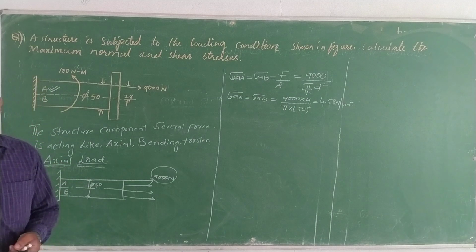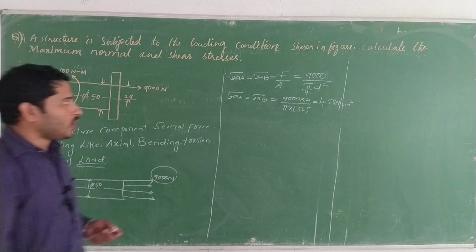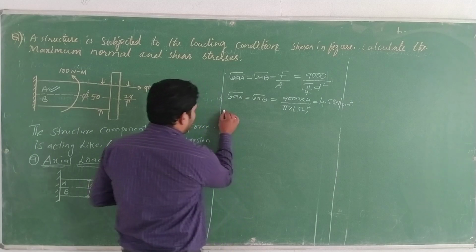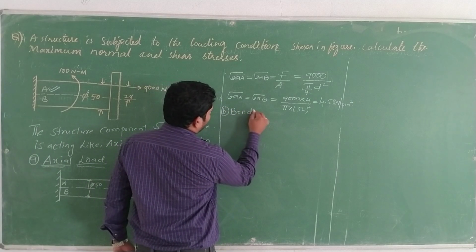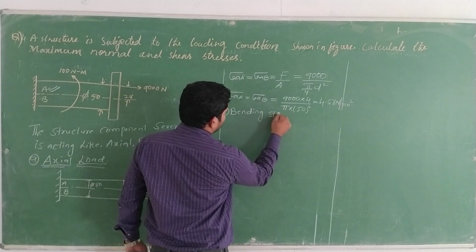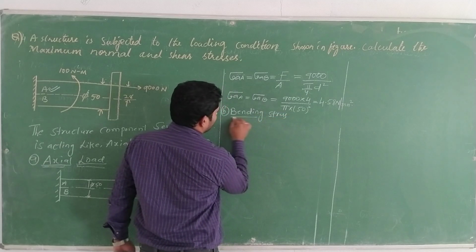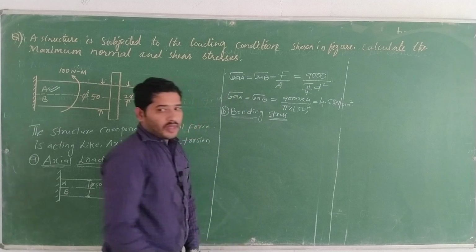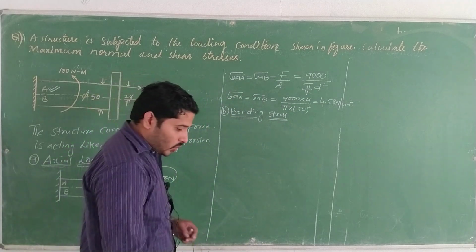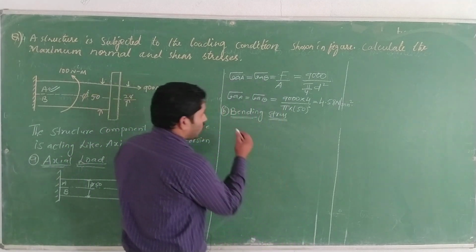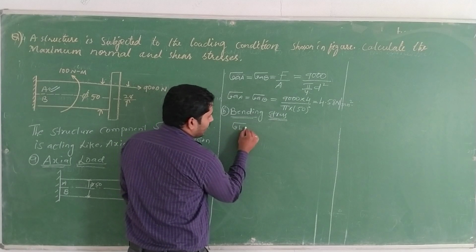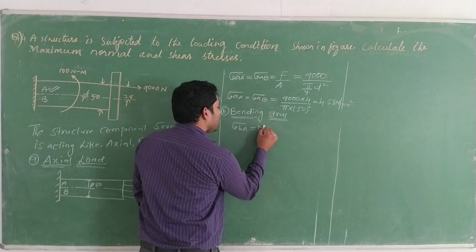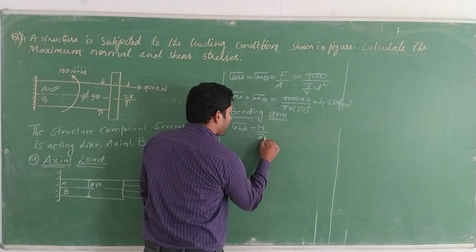Again, what do we need to find? We need to find the bending stress. Okay, so if you want to find the bending stress, you have to know that the bending stress acting here at A is equal to M by ZB.